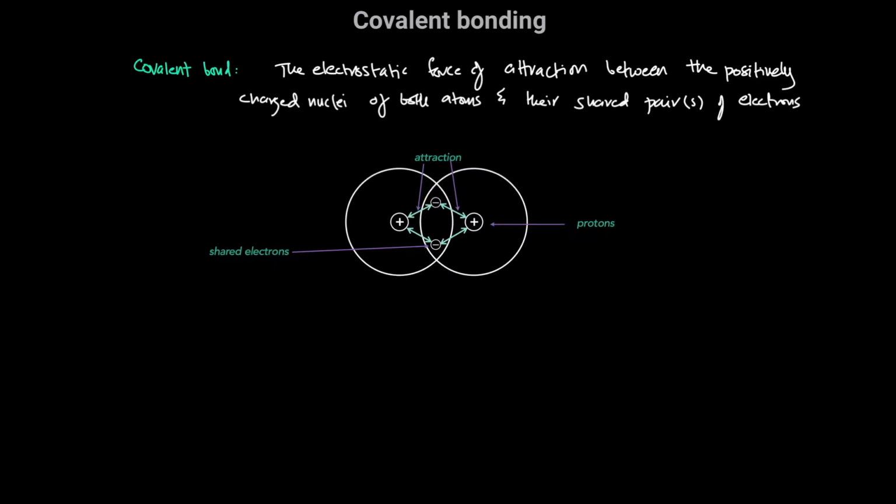Okay, the next thing we're going to look at are dot and cross diagrams. This is something that you guys have already seen. We're also going to look at what we mean by the Lewis structure. So what's a dot and cross diagram and what's a Lewis structure? We're going to look at different molecules here, so let's start with an example.